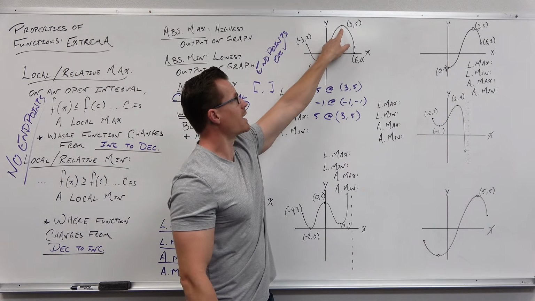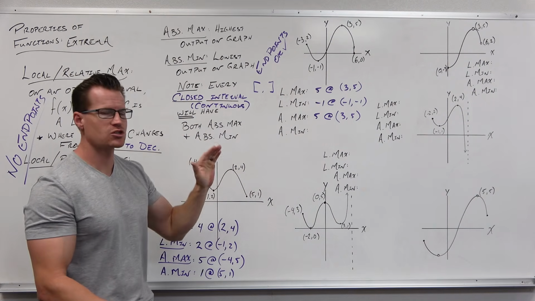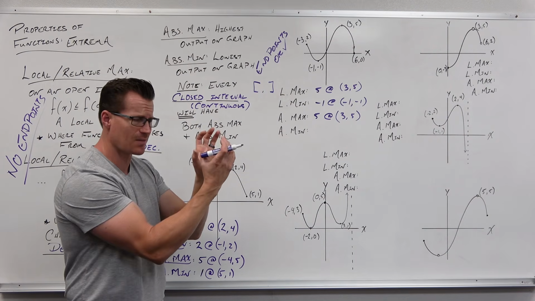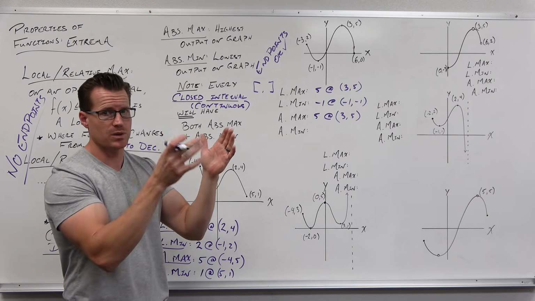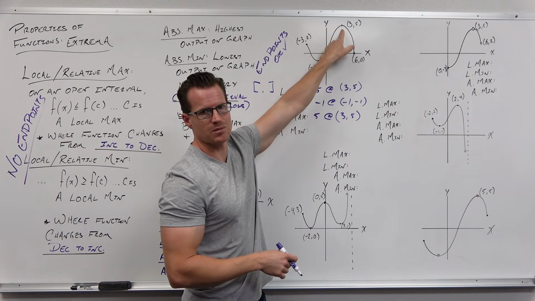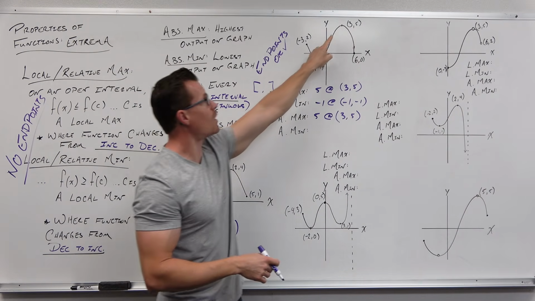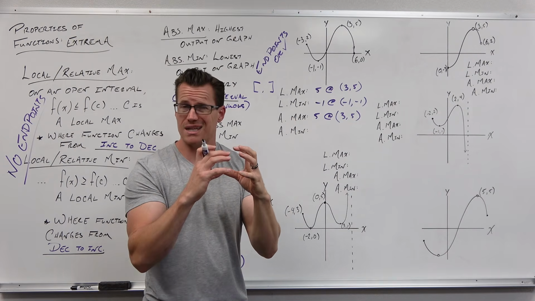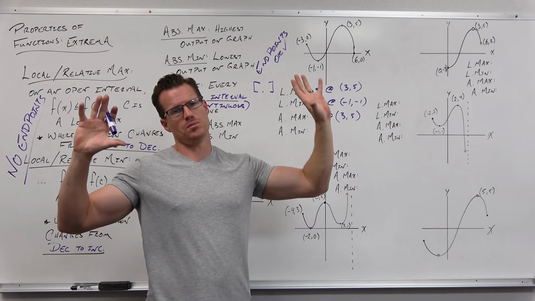This is a local max for the same reason this one is. It's a change from increasing to decreasing. In a little open interval, it's the high point. Just looking at it, when you zoom in, oh, that's a little peak right there. But it's not the highest point here. It is also the highest point here. So the local is just a zoomed in idea, and absolute is the big picture.